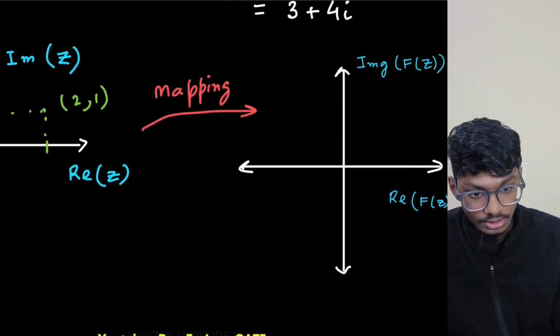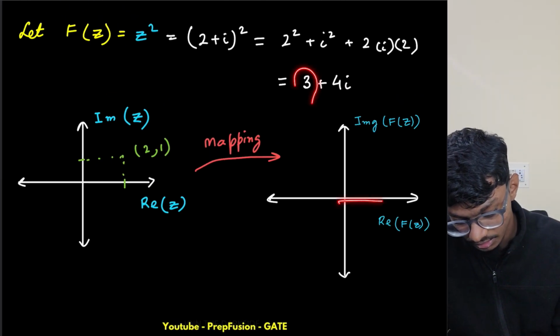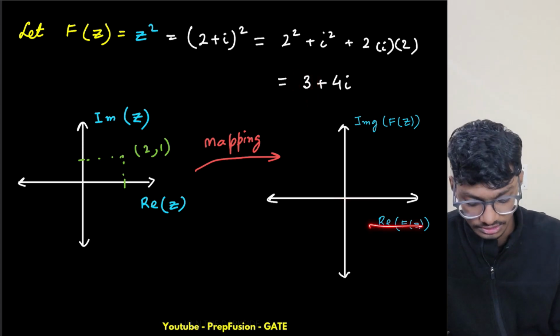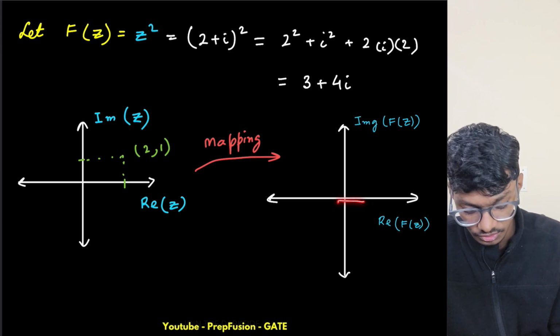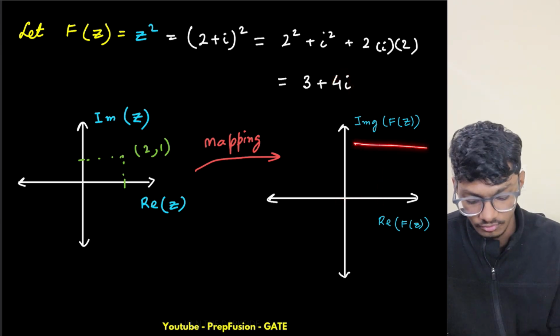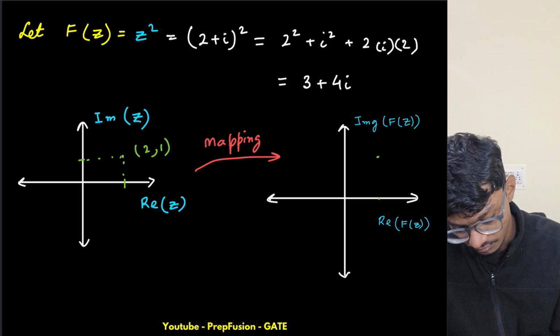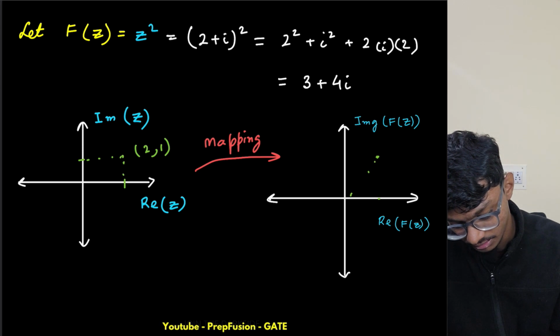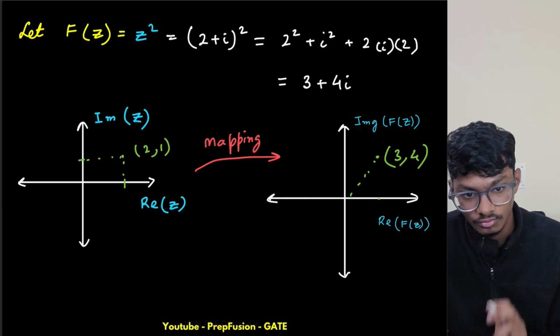So now where does this one lie? This lies 3 steps from the positive x, but this is not x anymore, this is the real of f of z axis. So 3 steps on the real of f of z axis and 4 steps in the positive direction of the imaginary of f of z axis. So somewhere around here, right? And this is what mapping is.